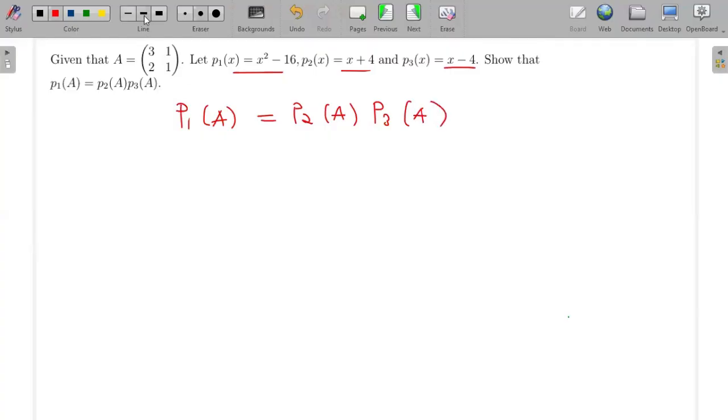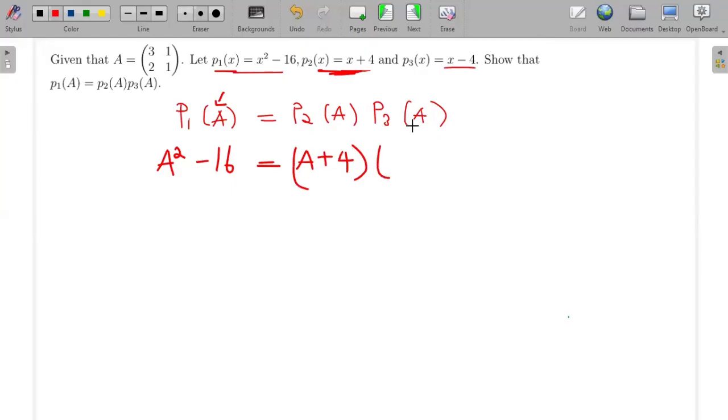So this is what we want to show here. So how are we going to do that? We're just going to get the P1 here, and then wherever there's X, we're going to replace it with the matrix that we can see there. Using this one for the P1, wherever there's X, I'm now putting the A. So it will be A squared minus 16 is equal to, this is P2 of A. So wherever there's X in P2, I put A. So that is A plus 4, okay?